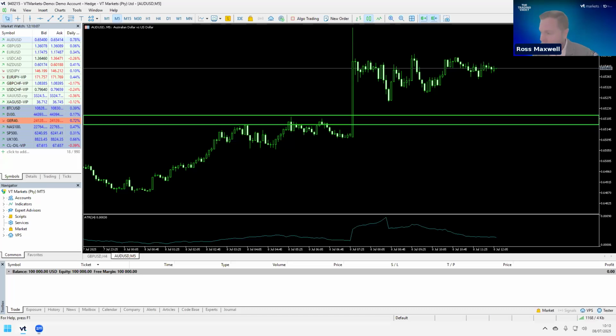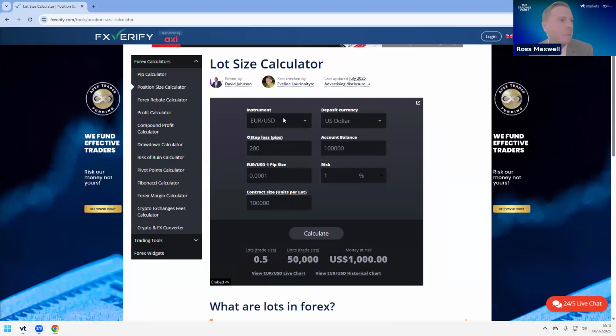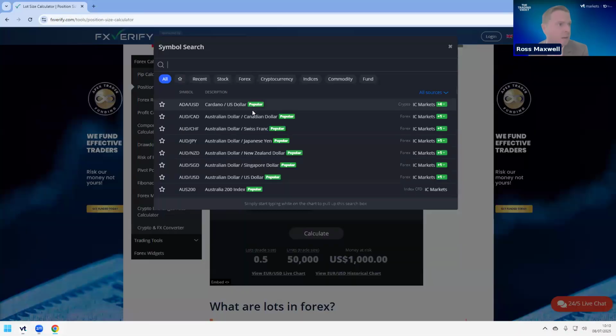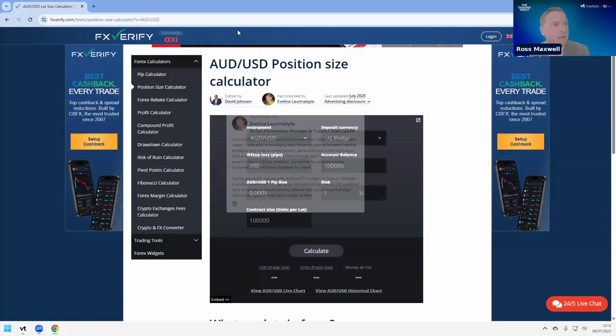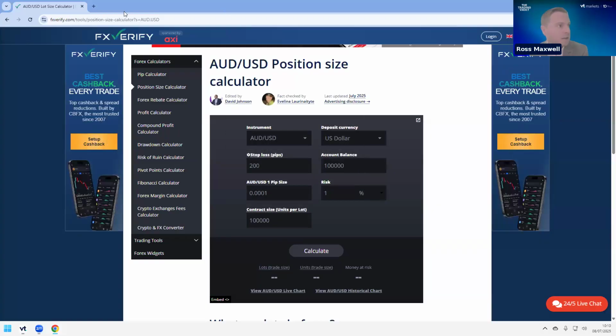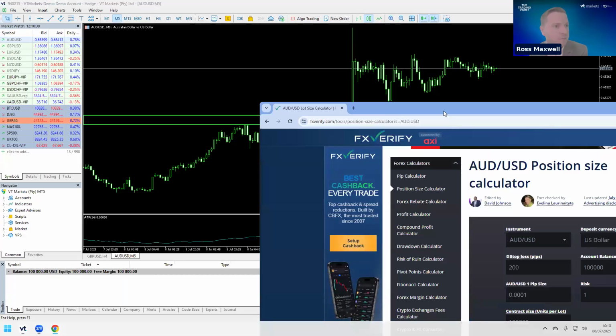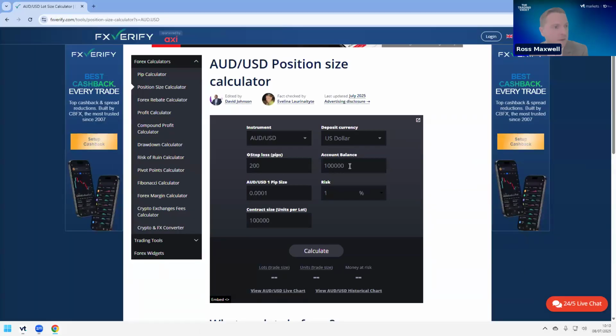Okay, and now what I can do is calculate my lot size. So I'm going to use a generic calculator. There's plenty of these on the internet to calculate your lot sizes. This one is FX Verify. As I say, there's lots out there. We're going to change the instrument to Aussie dollar, US dollar. My currency on my VT Markets account, as you can see, is US dollars. We've got a 100,000 account balance.